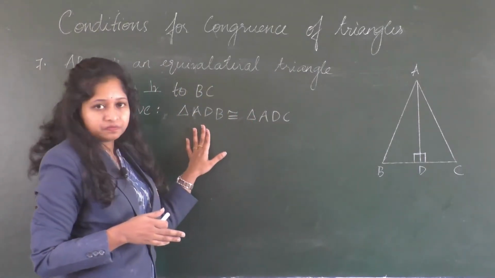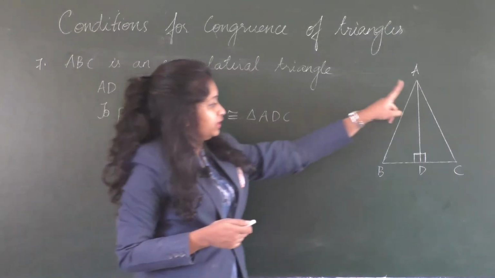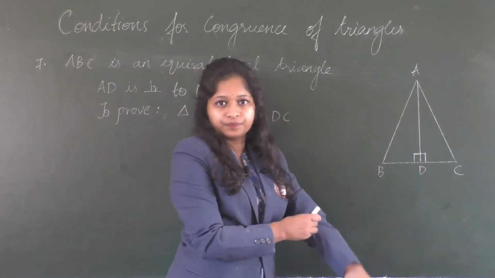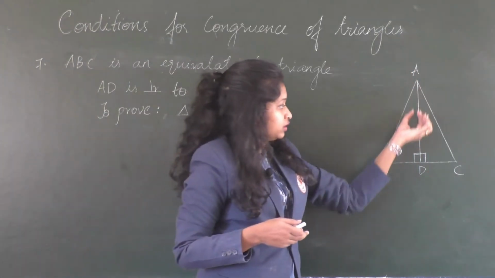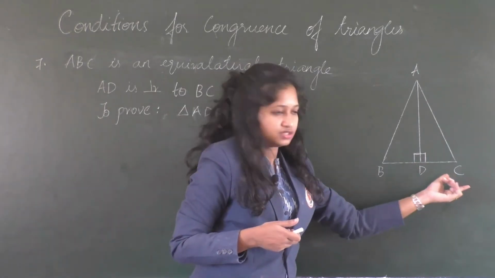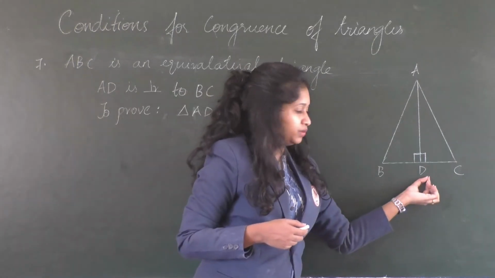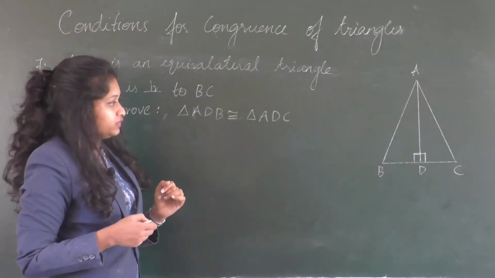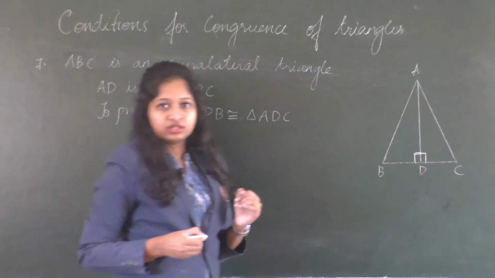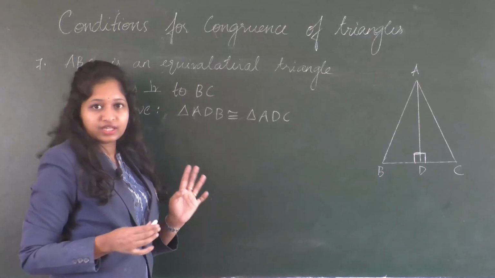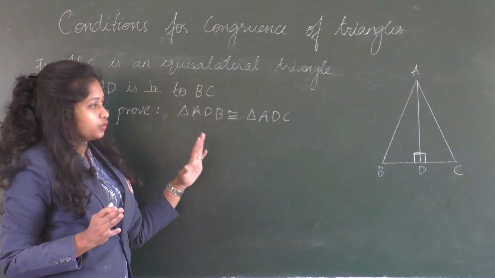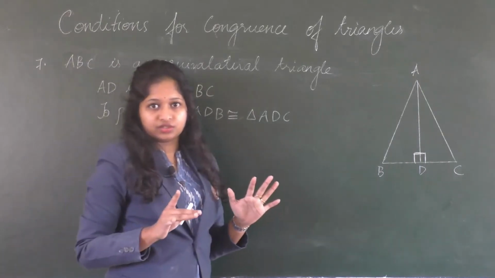And now we should prove that triangle ADB is congruent to triangle ADC. Since this is a perpendicular, D is the midpoint of BC. It is the middle point of BC. Okay. And these two angles are the same. It's 90 degree. Okay. Now we can prove this question using all the three conditions.